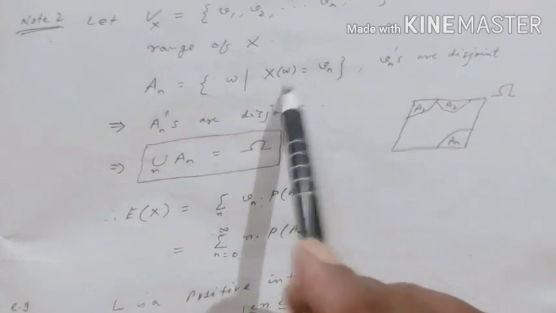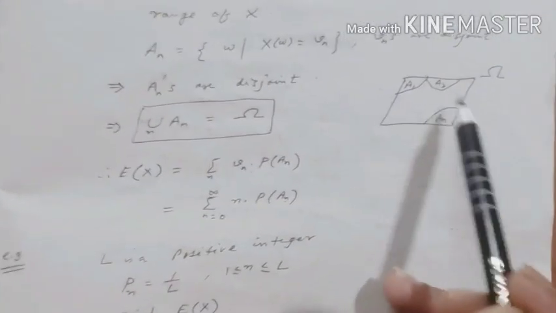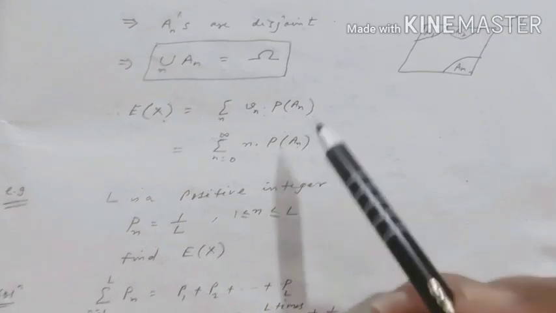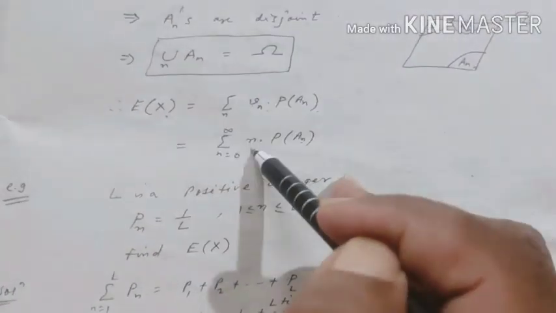Suppose Vx is equal to {v1, v2, up to vn}, the range of X. Then An is equal to X of omega equals vn. So the An are disjoint. Suppose the union of An, because they are disjoint, also equals the sample space. What is the expectation? Sum of vn into P of An. Now, because N is an integer-valued random variable, it is n into P of An.